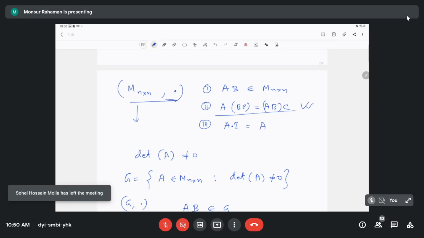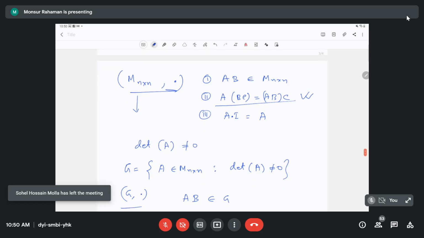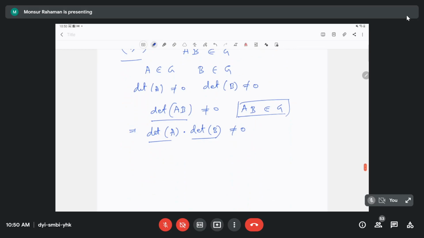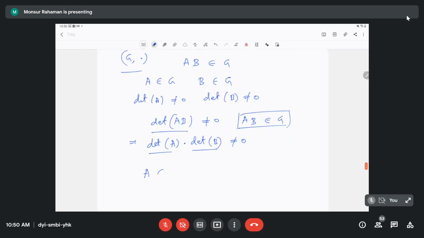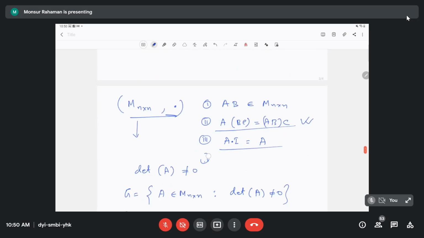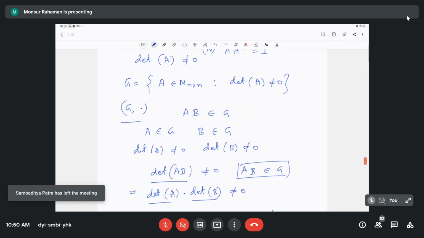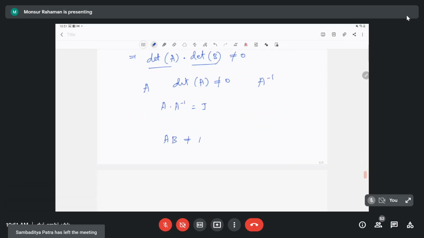So this also satisfies the associative property. It will also satisfy the identity property. And now every matrix has an inverse element because it is in G, meaning the determinant of A is not equal to 0, so A inverse exists. So A dot A inverse is equal to the identity element. So this fourth condition is also satisfied for G, the set of all non-singular matrices. So this is only a group, but not an abelian group, because, you know, AB is not equal to BA.